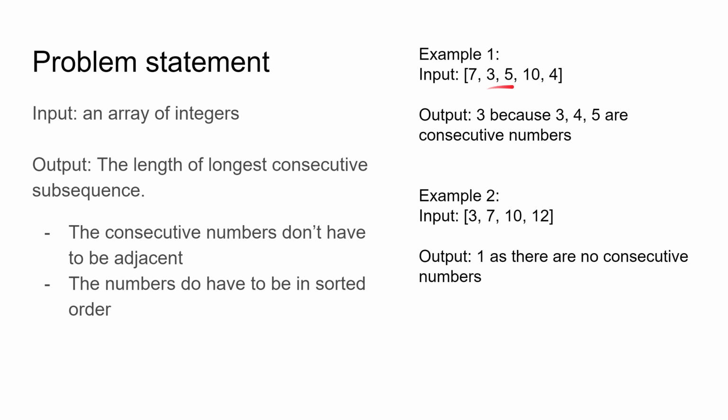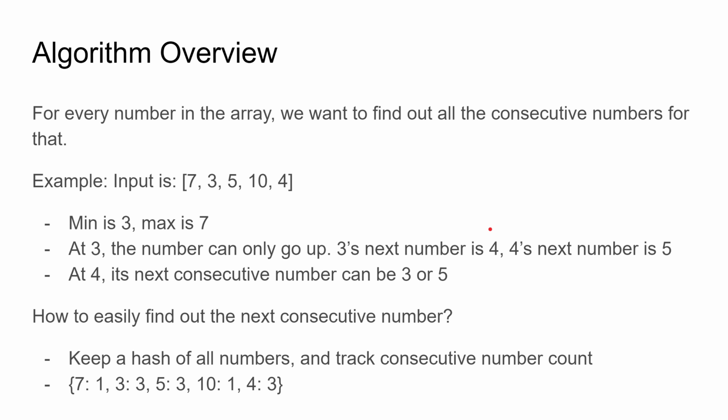When the input is 7, 3, 5, 10, 4, the output is 3, because 3, 4, 5 are consecutive numbers, and the length of that is 3. So the output would be 3, because that is the longest length of consecutive subsequence. For another example, when the input is 3, 7, 10, 12, the output is 1, because there are no consecutive numbers. Each number is 1, so we'll return 1, because the max is 1.